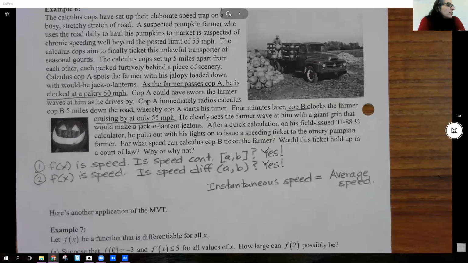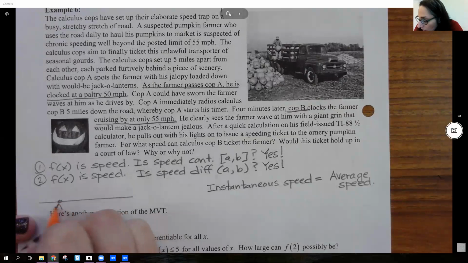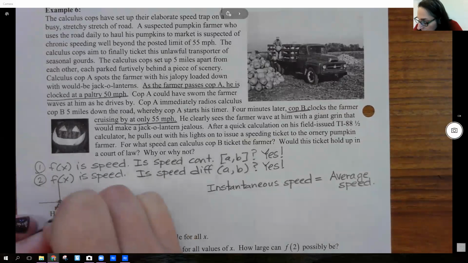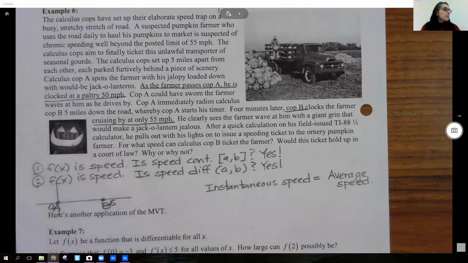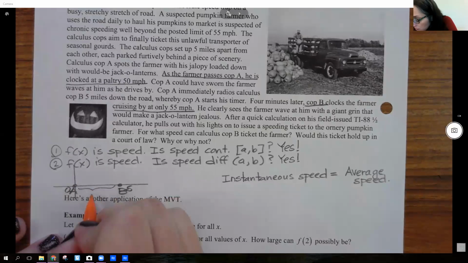So the cops set up 5 miles away from each other. So you got cop A. I don't know how I would draw this. Let's see. You've got cop A right here, and then 5 miles down the road is cop B. So if this is 0, this would be 5. B equals 5. Okay. Five miles in between these two.